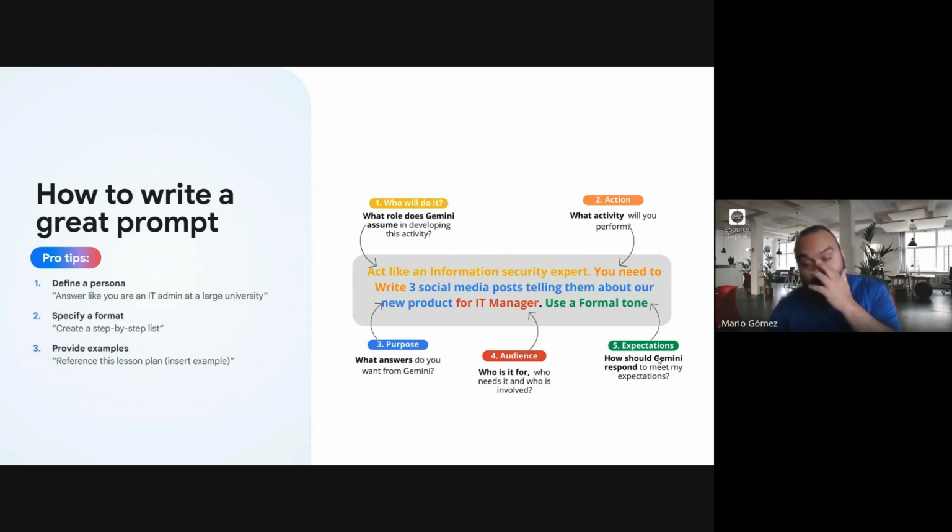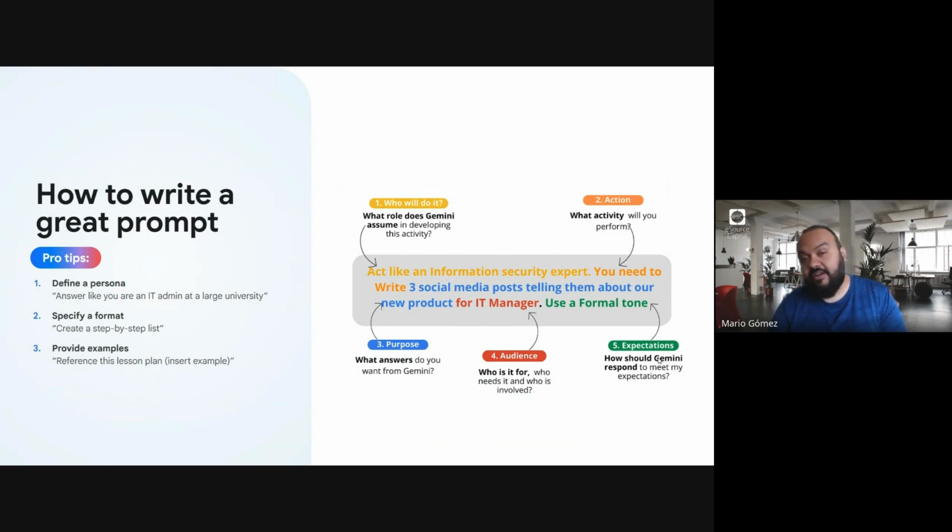Now, moving to the right-hand side of the screen, we have the structure of what we consider the minimum you need to include as part of a prompt. It's always important that you say who will do it. So remember what I've been telling you, as in the example here, what we see in yellow: act like an information security expert. So I'm letting them know exactly how Gemini is supposed to act, and what information he or she is supposed to have in the brain.